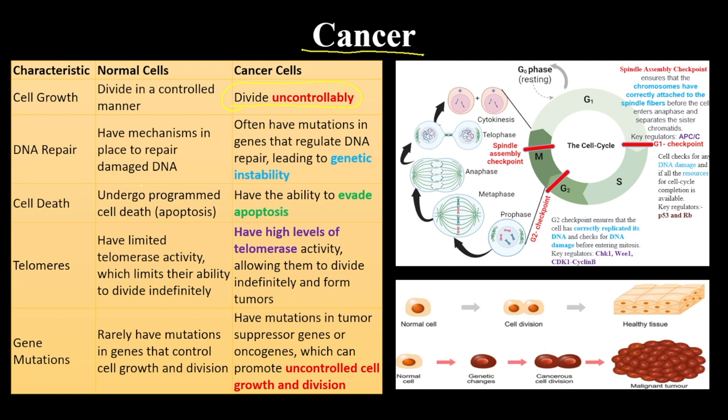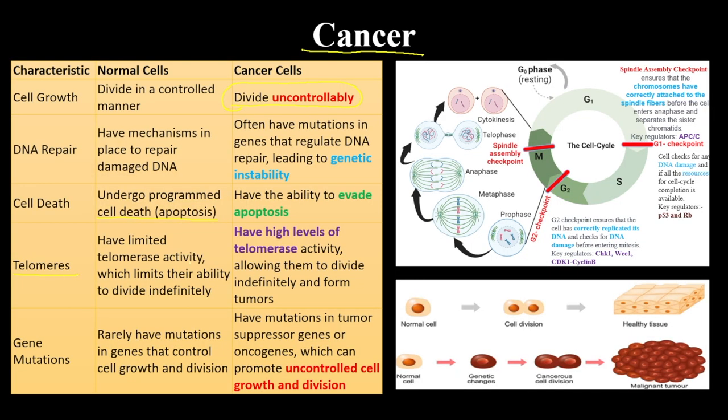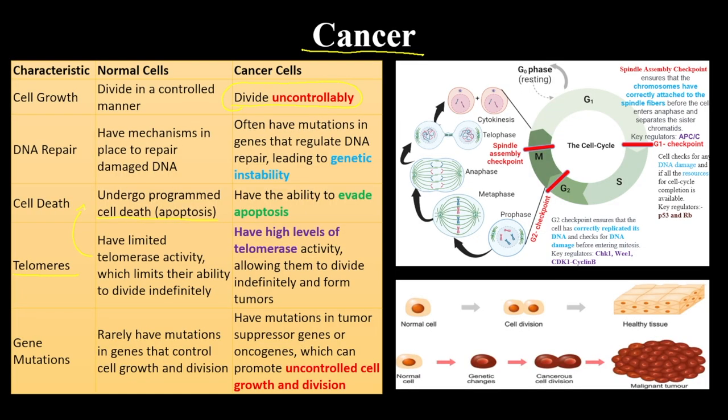Then the cell death. Normal cells undergo a normal cell death, which is called apoptosis, whereas cancer cells can escape this process, and that's how they are immortal, and they can grow for several generations. Then the level of telomeres. Normal cells have limited telomerase activity, and that's how they lose genomic content after every cell division cycle, and as a result they undergo apoptosis. Whereas cancer cells have a very high level of telomerase activity, which allows them to repair the telomeres, and as a result, they can divide indefinitely and form tumors or solid masses.